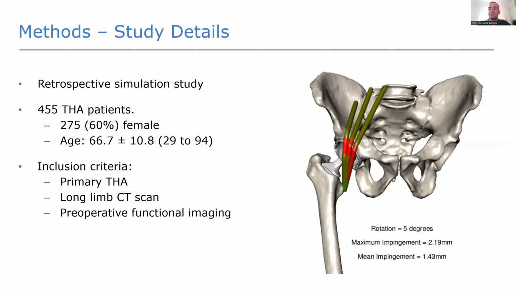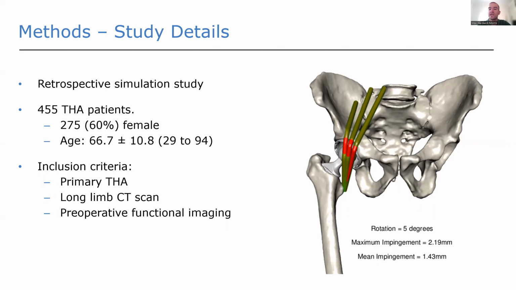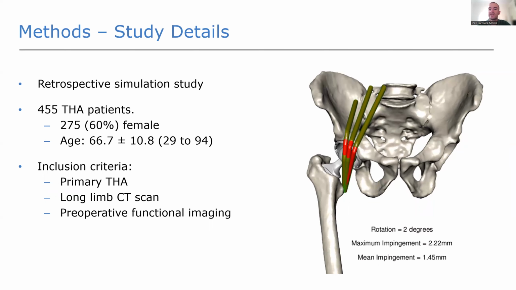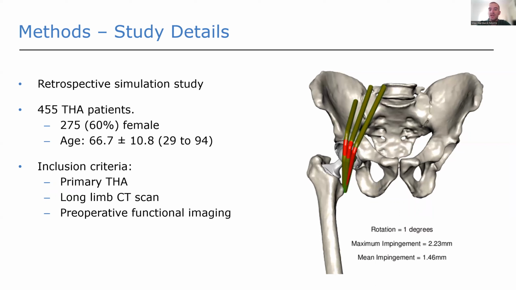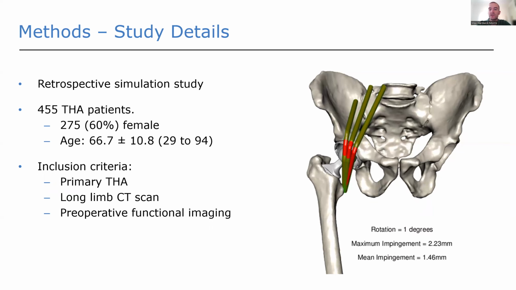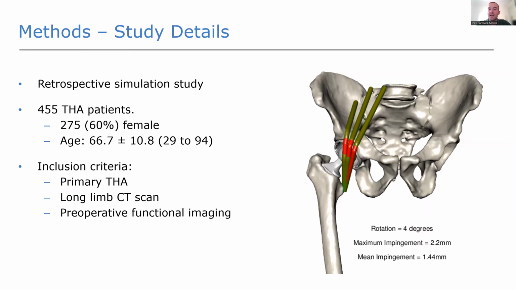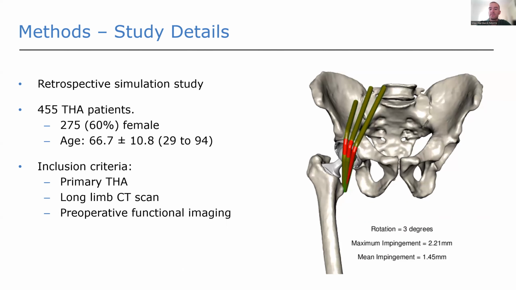This was a retrospective simulation study of over 450 patients. The inclusion criteria was patients that were undergoing total hip arthroplasty surgery who received a long limb CT scan and preoperative functional radiography, including a lateral standing pelvic X-ray and lateral knee X-ray. Iliopsoas impingement was simulated in all patients using our novel simulation to identify patients at risk of iliopsoas tendonitis, and I'll discuss this in greater detail in a few slides. And these patients were then matched to patients who were not at risk of iliopsoas tendonitis based on gender and age.